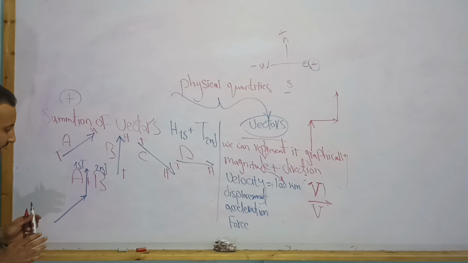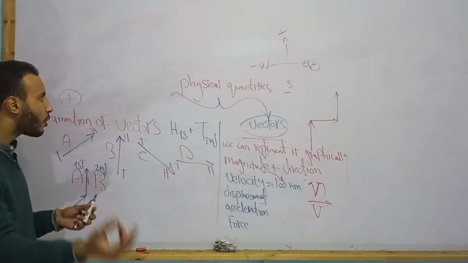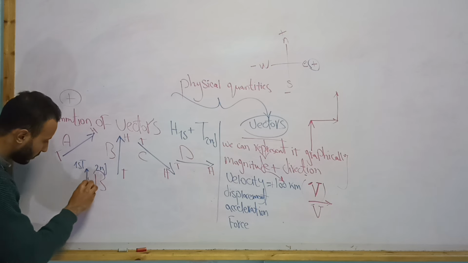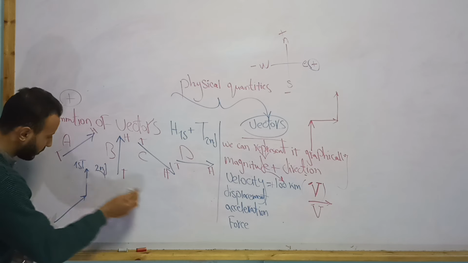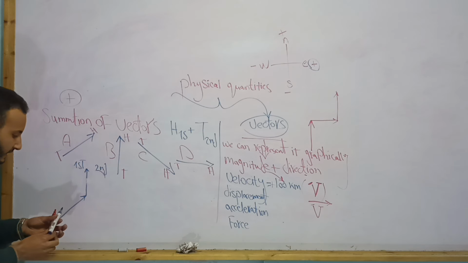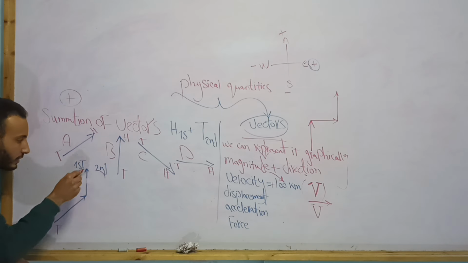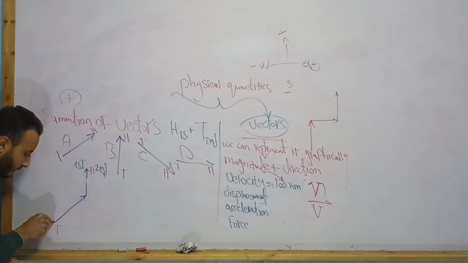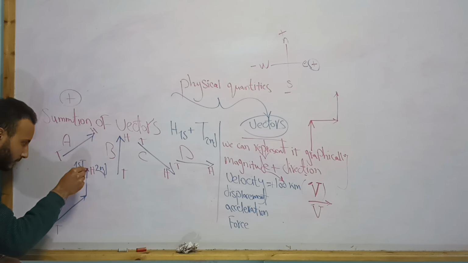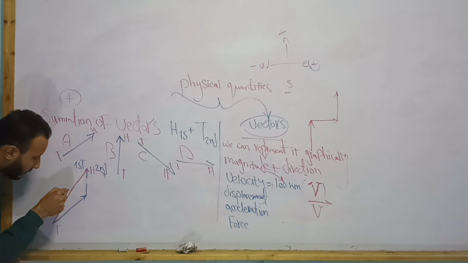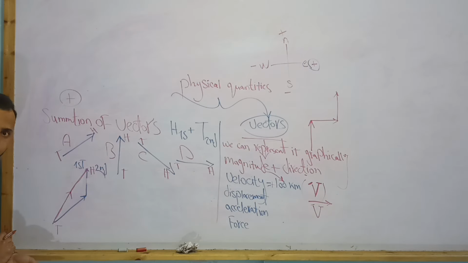Okay? And then you have to draw the resultant. So where is the resultant? The resultant is always from the tail of the first vector to the head of the second vector. So the resultant is just like this. Okay, from the tail to the head, so its direction is like this. This is called the resultant.